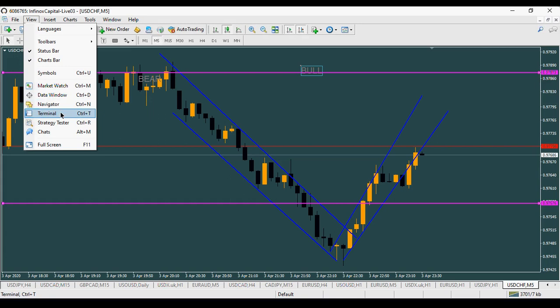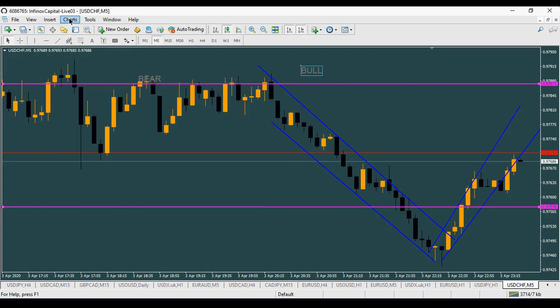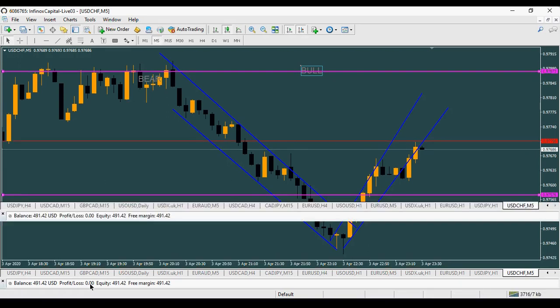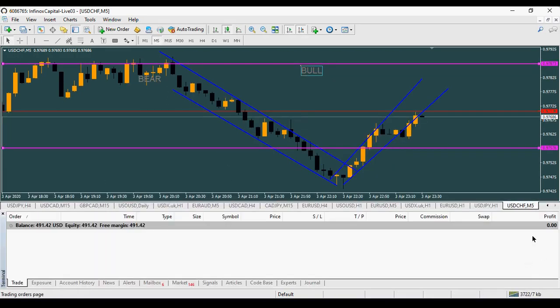Now, where is the terminal? I've not showed you terminal. Now, this is terminal. Okay, this is where you will see your balance. You see the trades that you are taking. You see it here. Now, okay, these are the trades I'm taking. You see all the trades you are taking. So, if I want to place any trade, it is monitored right here on the terminal. So, this is called the terminal.